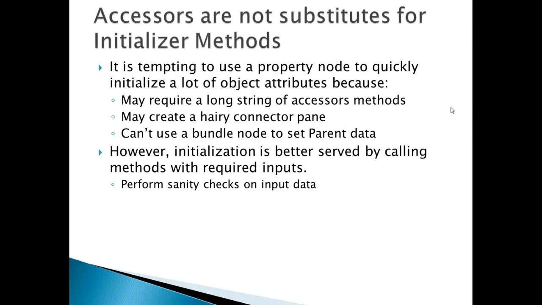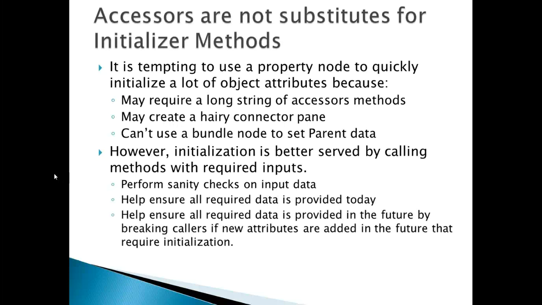Again, it allows you to perform that sanity check when you're initializing the object. The main thing for me is that it helps ensure that all the data that's required is provided. So you can use the required input terminals on that initializer method to make sure that whoever uses your class is providing all the data and they didn't forget to wire some property, or expand the property node, select the right property, and then wire it. And then it helps future-proof you, so that if you do modify your parent class in the future, and let's say you have to add some new required attribute, you have a way to break your callers so that they know that they have to supply that new information.